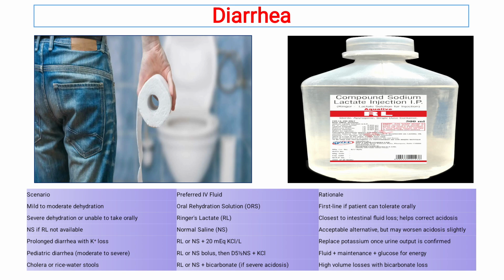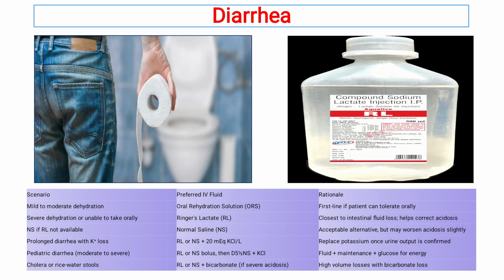In pediatric diarrhea, those of moderate to severe cases, RL or NS bolus can be given, then D5 half normal saline with potassium chloride can be given as maintenance fluid, and glucose is added just to provide energy to the patient.